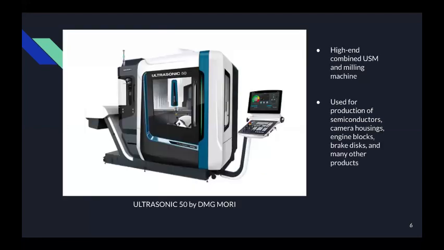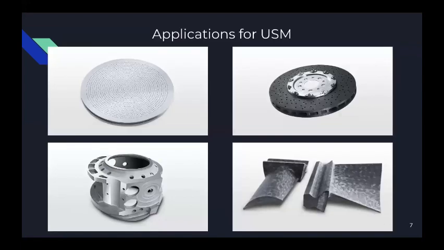One type of ultrasonic machine is the Ultrasonic 50 by DMG Mori. This is a high-end combined USM and milling machine, which is used primarily for semiconductors, camera housings, and engine blocks. It's essentially used when you want to either make small cuts, typically non-round holes on curved surfaces, or to remove minor defects in the material surface.